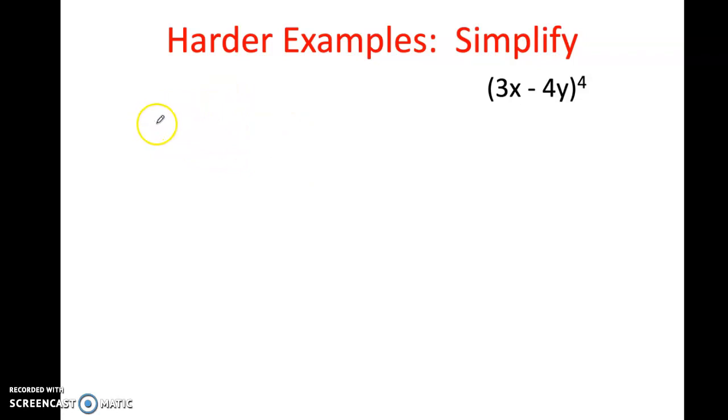So again, we have to the fourth power. So my coefficients are 1, 4, 6, 4, 1, and that's from Pascal's triangle. It's subtraction, so we're alternating minus and plus. And the 3x term, we'll start with that, is going to be raised 3x raised to the fourth power, 3x cubed, 3x squared, and this would be just 3x.